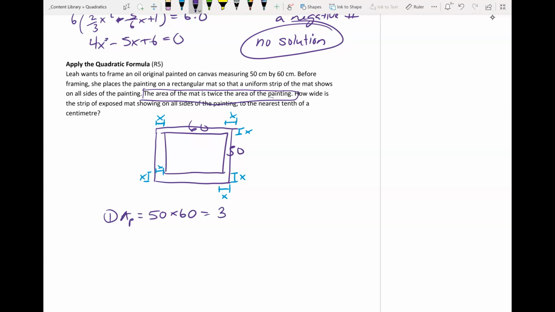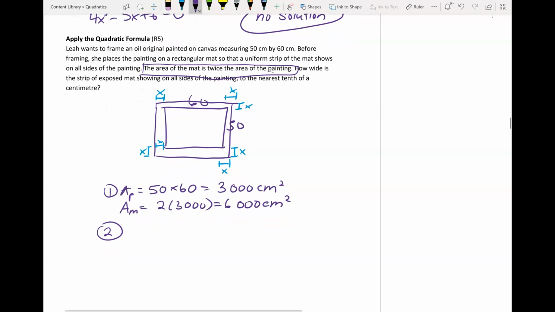So 50 times 60 is 3,000. That would be our area of the painting. So that means the area of the mat is twice that, which is 6,000. The next part is to set up an equation to describe the area of this mat.